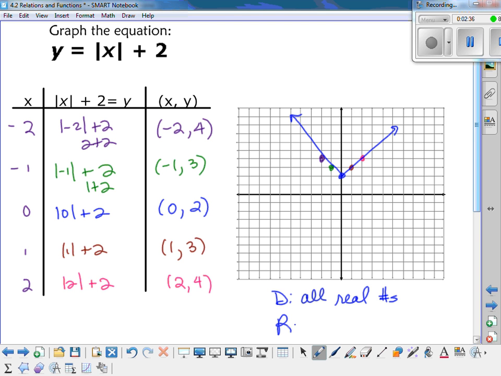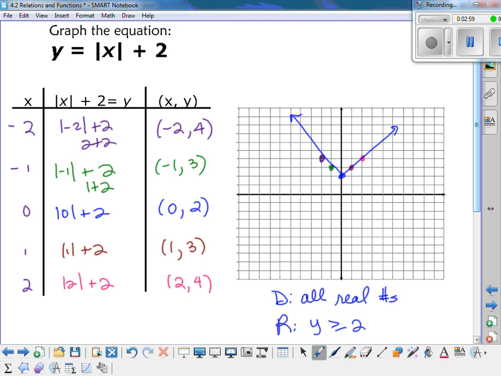But the range: is y ever going to be down here below the x-axis? No, it's always going to be getting bigger. So what's the smallest number that y is? A 2, right? So y is going to have to be greater than or equal to 2. And that would be your range on that one.